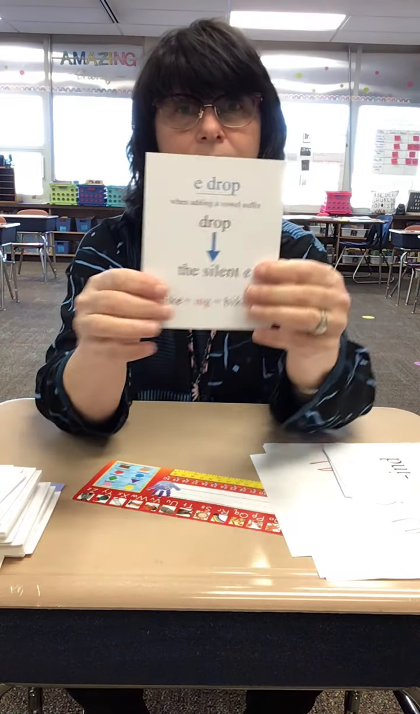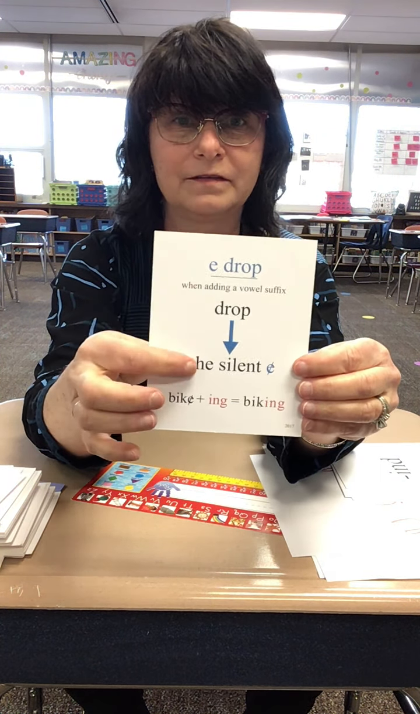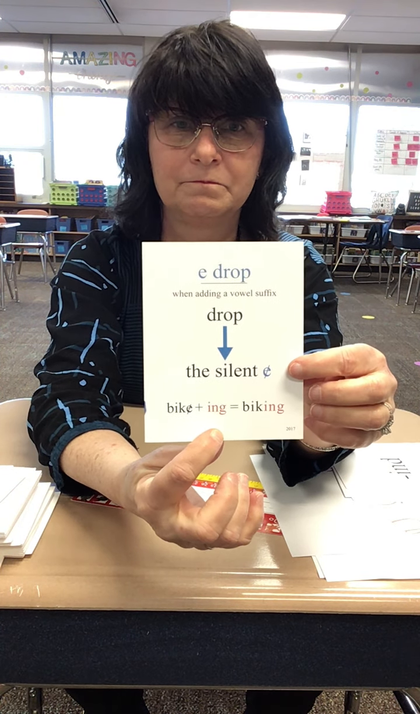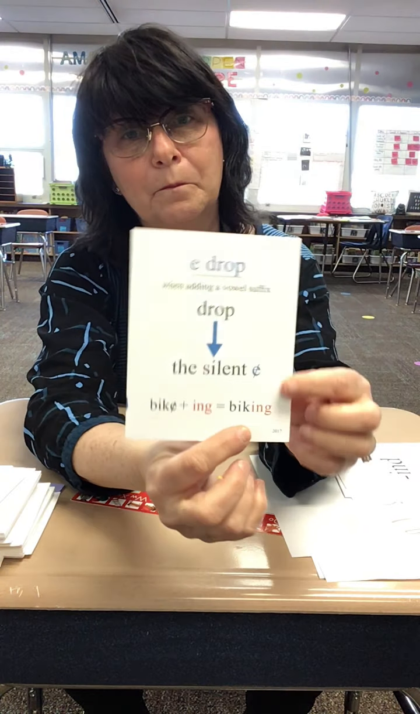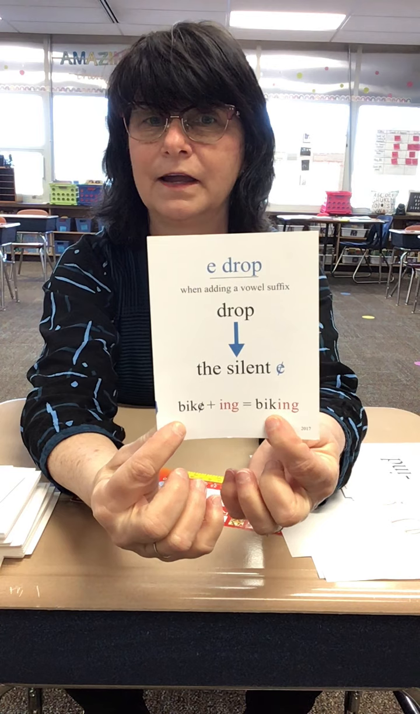All right. This is the E drop rule. You have to drop the silent E when you add a vowel suffix. So this one is bike, and you change it to biking without the silent E.